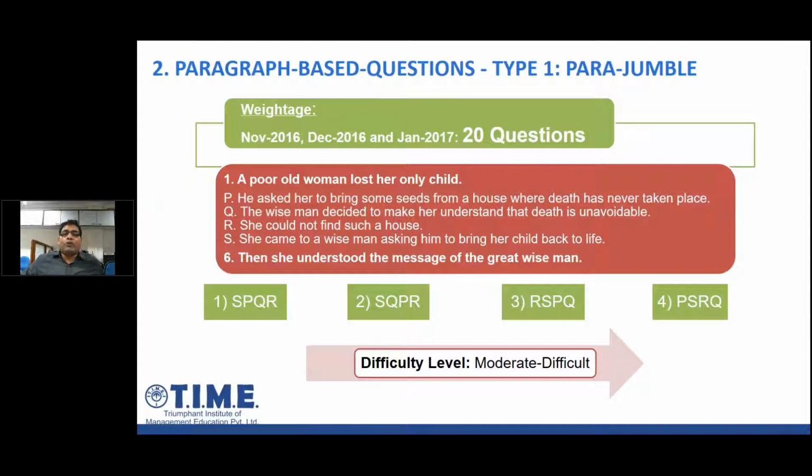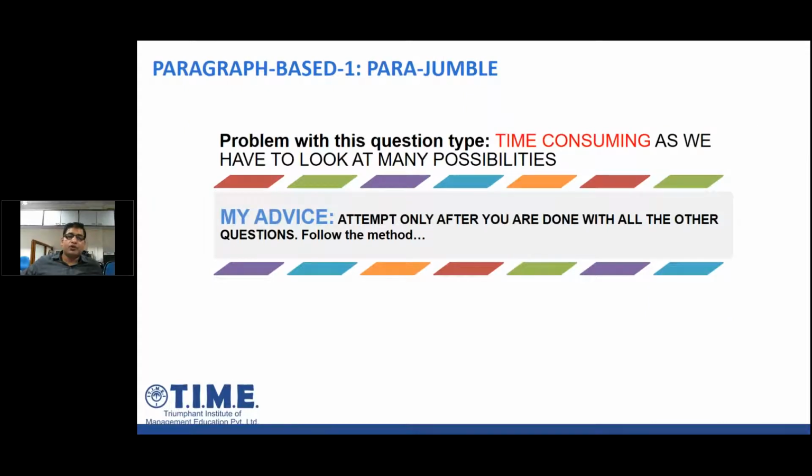So what is the problem? As you may have already understood, the most important or difficult issue with this particular question type is the time consumption. Just like RCs, this question type takes a lot more time on average. So the 30 seconds that I discussed is not enough for this question. One may even take more than 45 seconds, maybe even 1 minute per question. So you should be conscious of this fact that this is a time consuming question, especially because we have to look at many possibilities, definitely the four options that they have given.